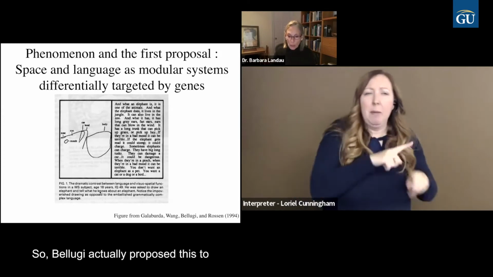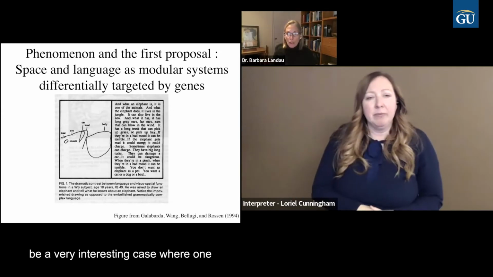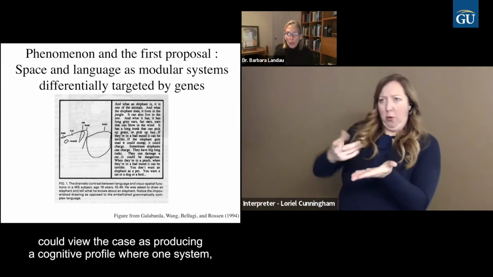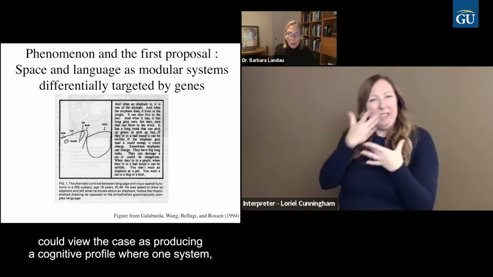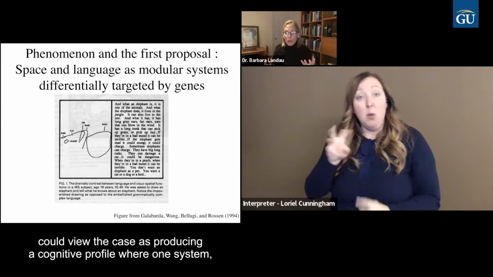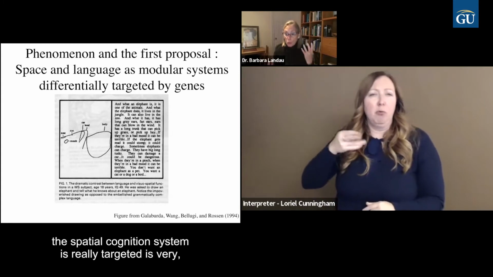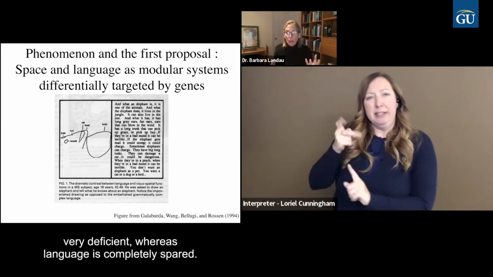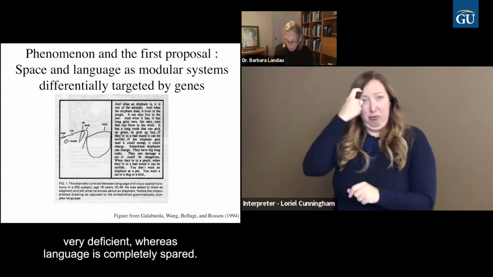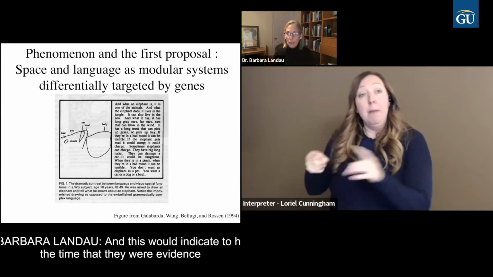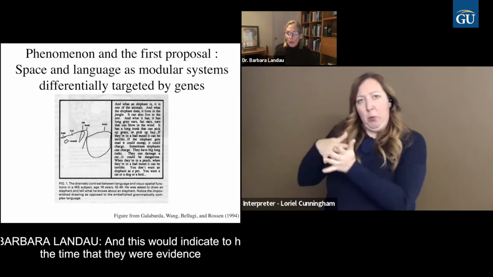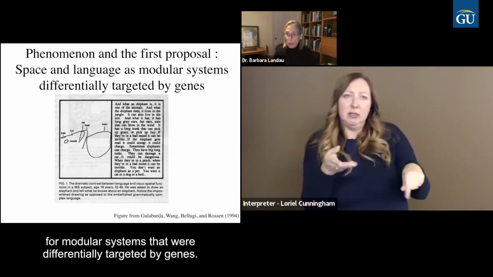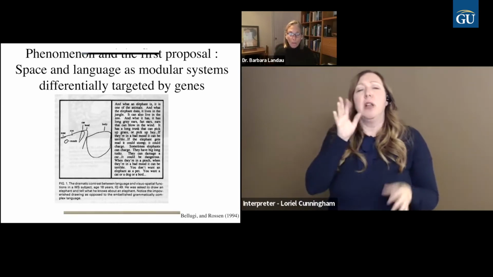So Bellugi actually proposed this to be a very interesting case where one could view it as producing a cognitive profile where one system, the spatial cognition system, is really targeted and very, very deficient, whereas language is completely spared. And this would indicate to her at the time that they were evidence for modular systems that were differentially targeted by genes.